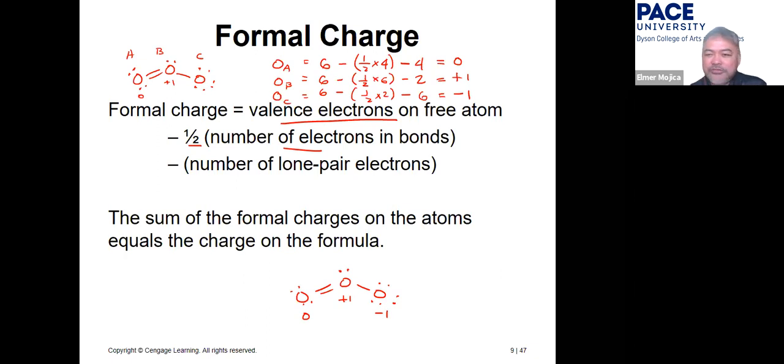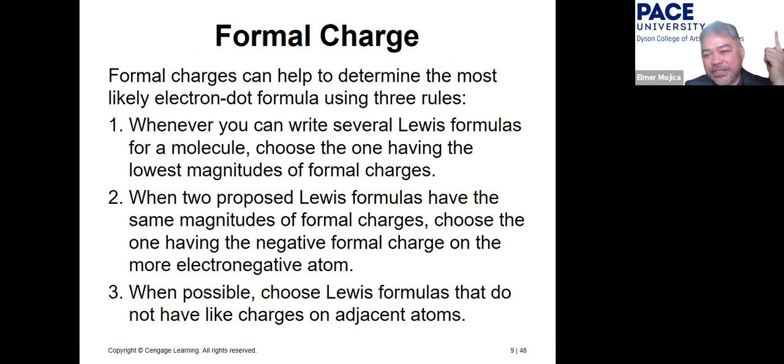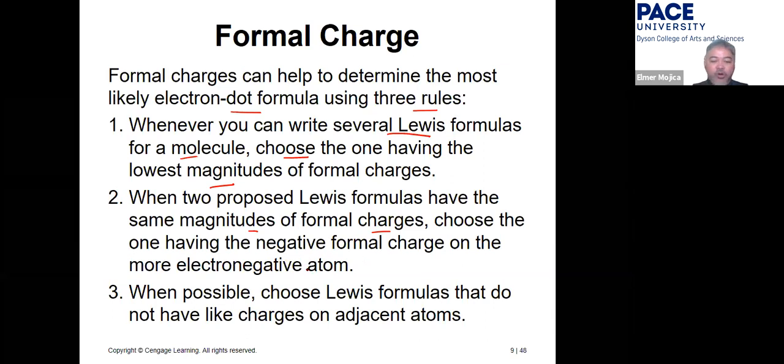Now you may ask yourself, where do we use this formal charge? We use this to determine which is the most appropriate Lewis structure. Okay? So formal charges can help to determine the most likely electron-dot formula using the 3 rules. Whenever you can write several Lewis structures for a molecule, choose the one having the lowest magnitudes of formal charges. And when 2 proposed Lewis formulas have the same magnitudes of formal charges, choose the one having the negative formal charge on the more electronegative atom. And when possible, choose Lewis formulas that do not have like charges on adjacent atoms.